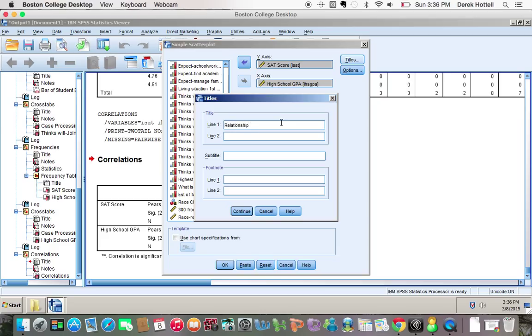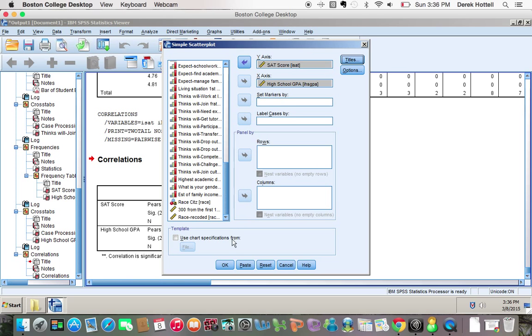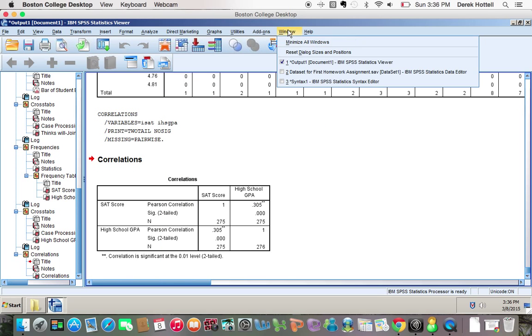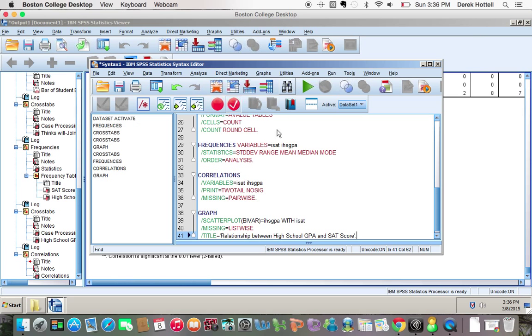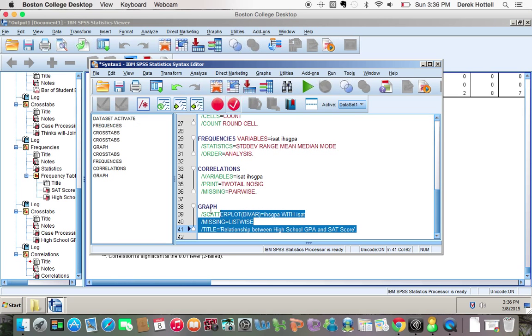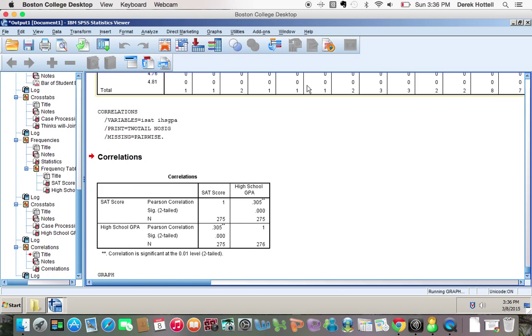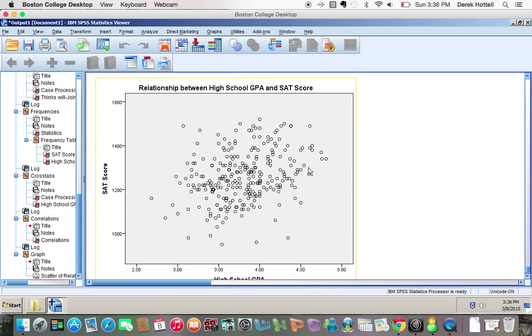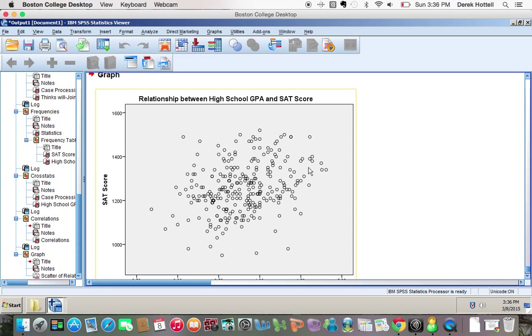relationship, because that's what we're looking at with correlations, is what are the relationships. A relationship between high school GPA and SAT score. Click Continue, click Paste, open your syntax window, highlight that operation, click your green Run Operation arrow, and it's going to bring up our nice scatter plot here.